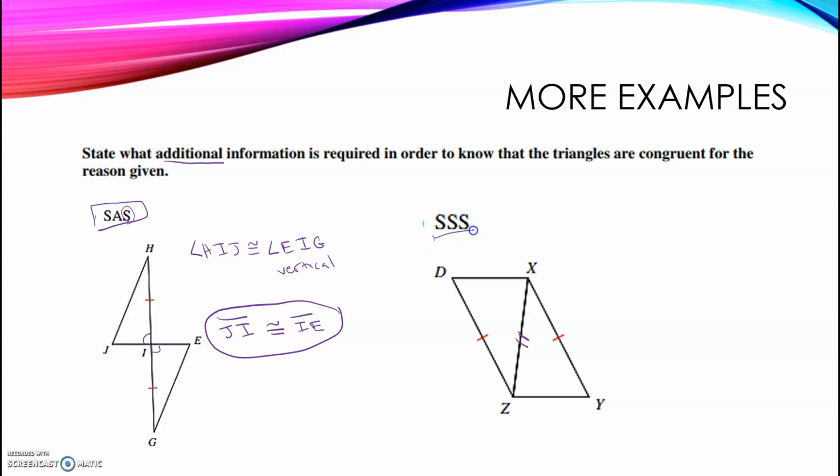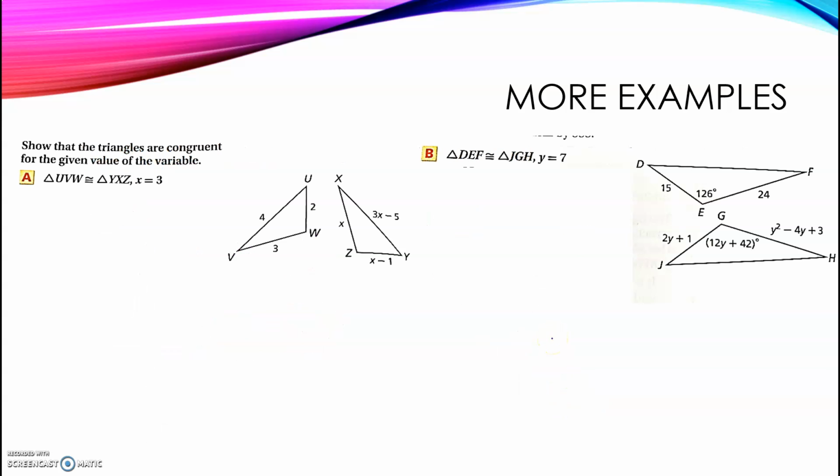So what else do we need to prove these are congruent by side, side, side? Well, we have a side, we have a side, we need the third side. So we need DX to be congruent to ZY. Because if these were congruent, then yes, these two triangles are congruent by side, side, side. So what additional information? Be specific. If you tell me an angle, I want to know which angle. If you tell me a side, I want to know which side has to be marked.